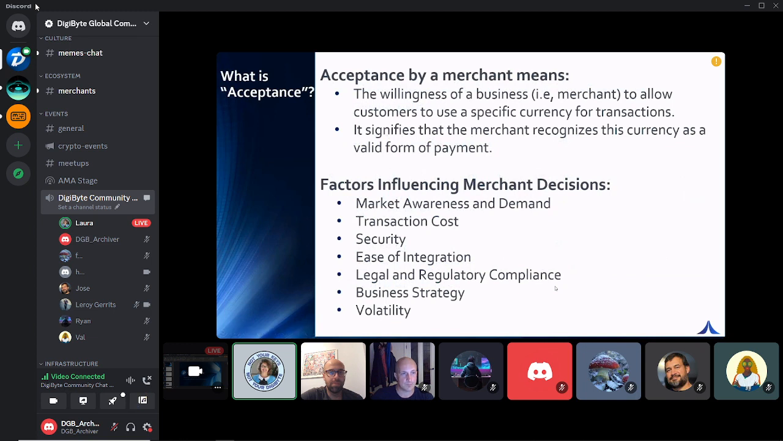So let's start with acceptance. What acceptance really means is, can that business allow for that specific currency? But it has that broader aspect: it legitimizes that currency. If you can buy services or goods, it recognizes that currency as a valid form of payment. Acceptance is not just, can I buy my coffee with this thing, but what does that mean in a broader scope? It legitimizes whatever it is you're paying with.